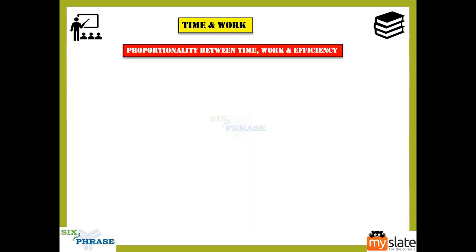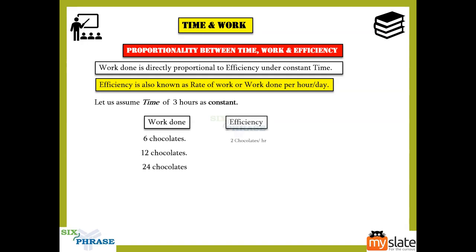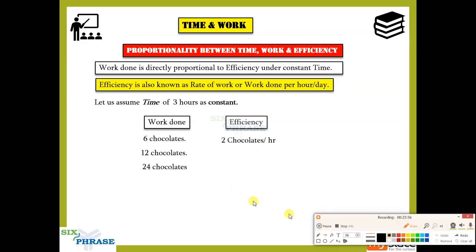So we'll look at the final relationship, guys. Work done is directly proportionate to efficiency. This time we are going to keep time as constant. So let us keep the time of 3 hours as constant and do the same thing. So we'll have work done as 6, 12 and 18. Now 3 hours is constant. For 2 chocolates per hour efficiency, if he eats for 3 hours, what do you think will happen, guys? He'll eat 6 chocolates, right?